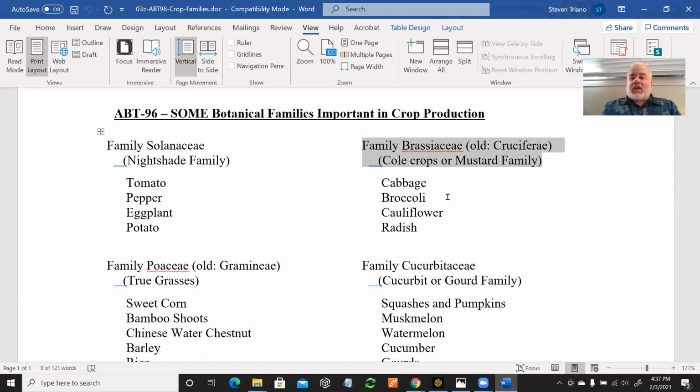So you go back to the old-time produce and marketing and trade, the coal crops were all about import, export, marketing, sales of these crops, or even the production of these crops. So what are these crops? Cabbage, broccoli, cauliflower, and radish. There are lots of others as well.